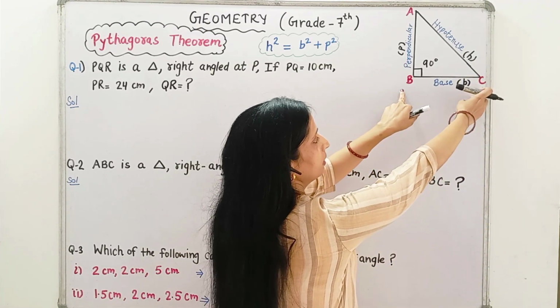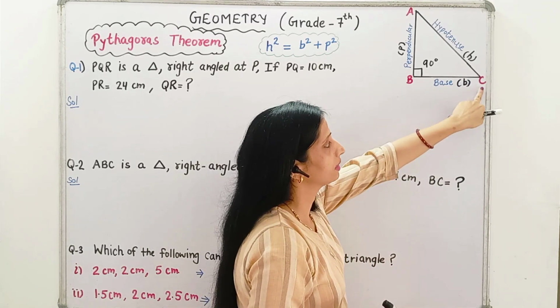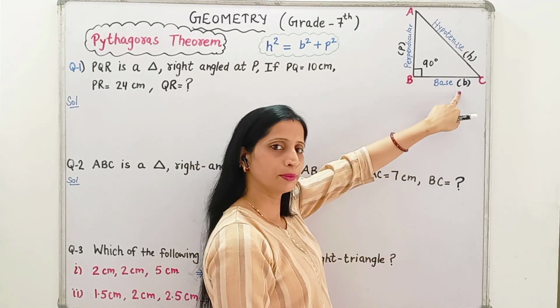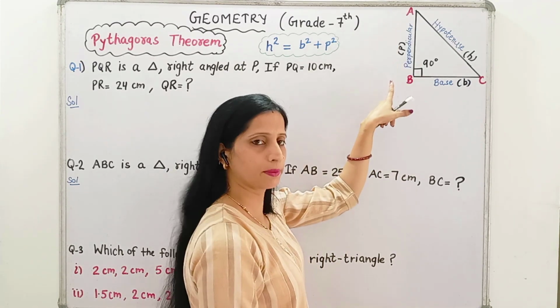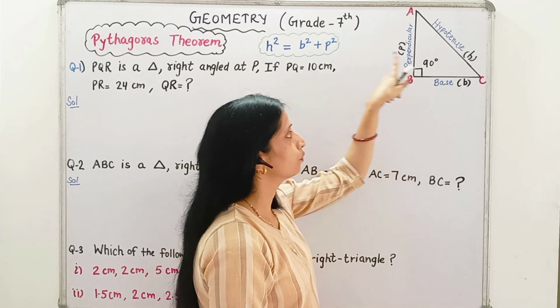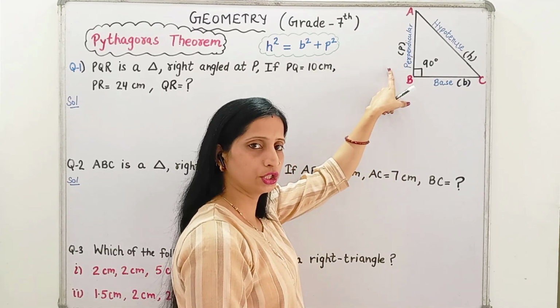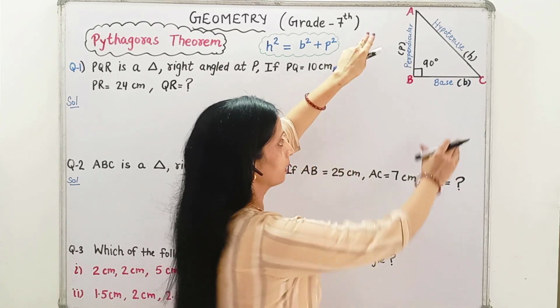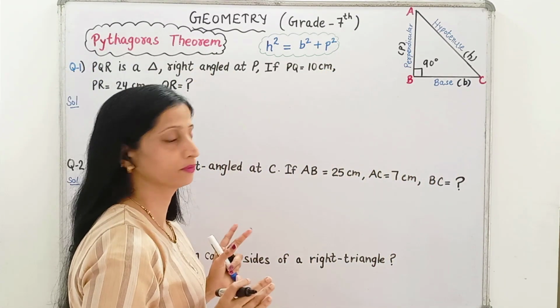Now this is BC. In this triangle, BC is the base of the triangle, or we can represent it by small b. And AB is perpendicular to BC, so we can call this perpendicular. We can also call this altitude. Okay, but what about this theorem? How will we apply this theorem?